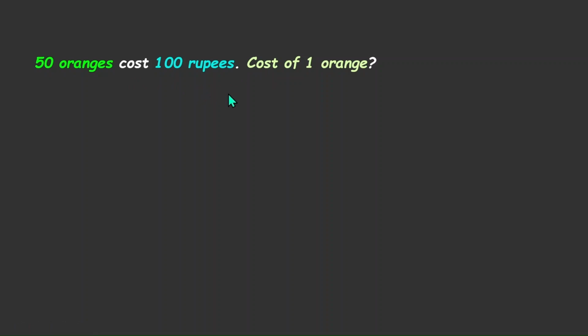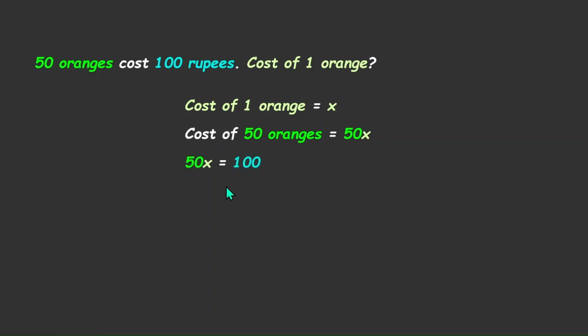So to start with, we'll assume let the cost of one orange be equal to x, where x is the one variable that we are giving. Then the cost of 50 oranges would be, if the cost of one orange is x, then cost of 50 oranges would be 50 times x. And it is given that this cost of 50 oranges is 100. So 50x is equal to 100.